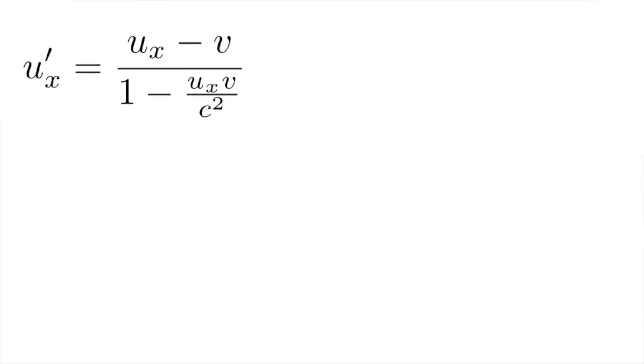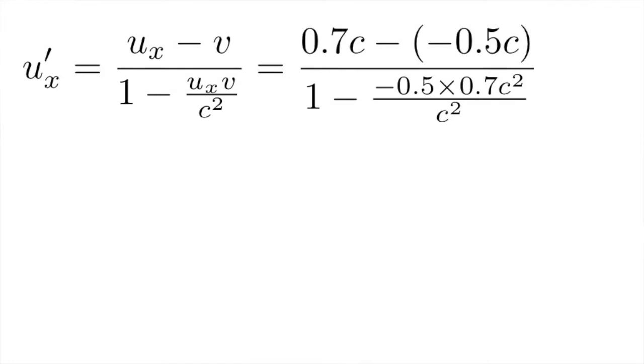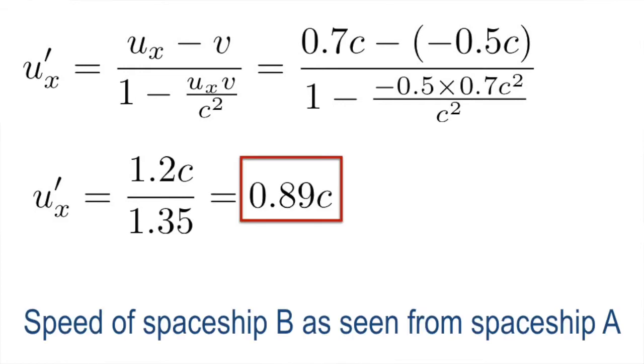So we start using the equation of transformation of the velocities. That's the general expression that we found. Now we will rewrite that in terms of what we just found. That gives us a velocity of 1.2c over 1.35, which is just 0.89c. So that's the speed of the spaceship B as seen from spaceship A.